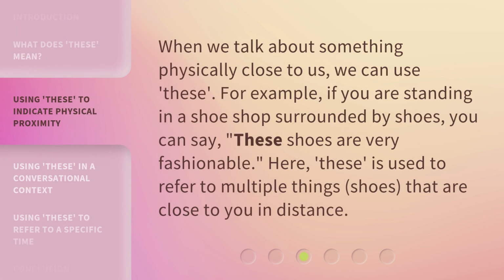When we talk about something physically close to us, we can use "these." For example, if you are standing in a shoe shop surrounded by shoes, you can say, "These shoes are very fashionable." Here, "these" is used to refer to multiple things, shoes, that are close to you in distance.